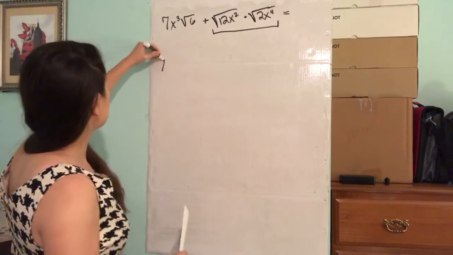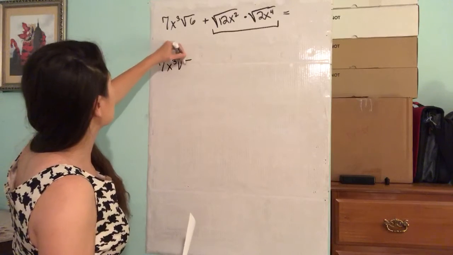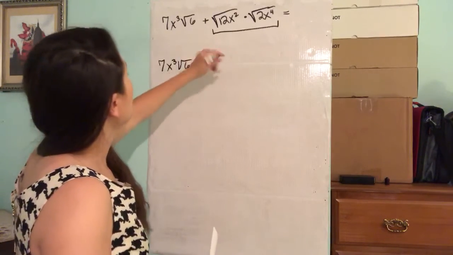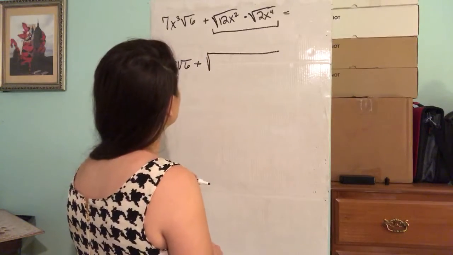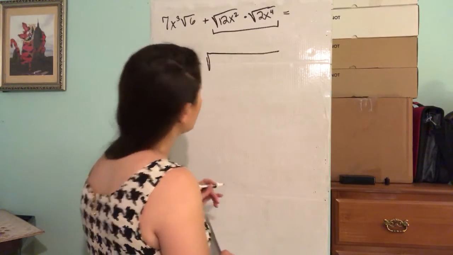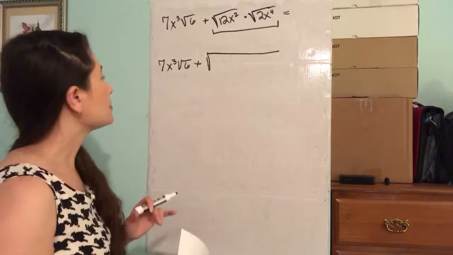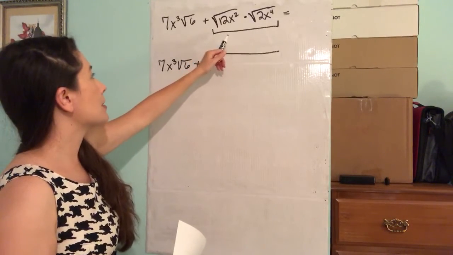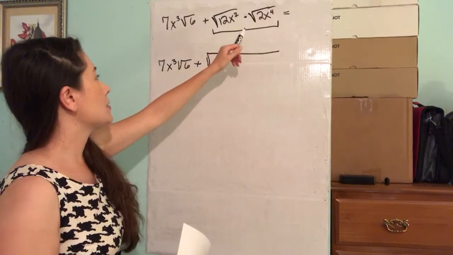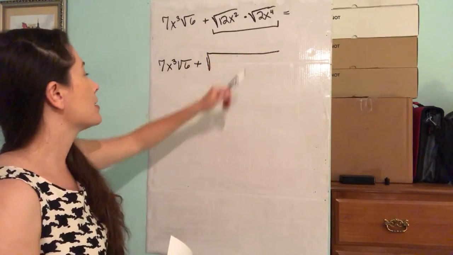So I'm just going to rewrite 7x to the third power times square root of 6 plus, okay. So these are both square roots. These are both radicals. Okay. First of all, I got the square root of 12x squared, and I've got the square root of 2 times x to the fourth.